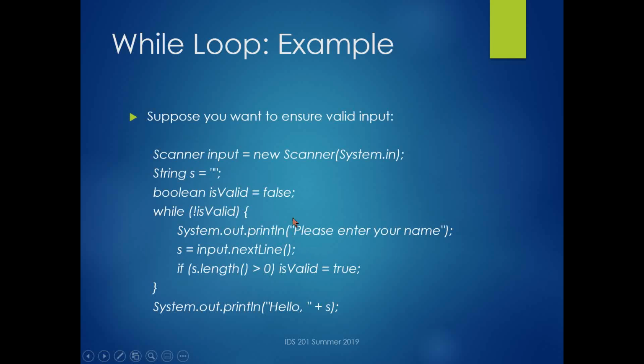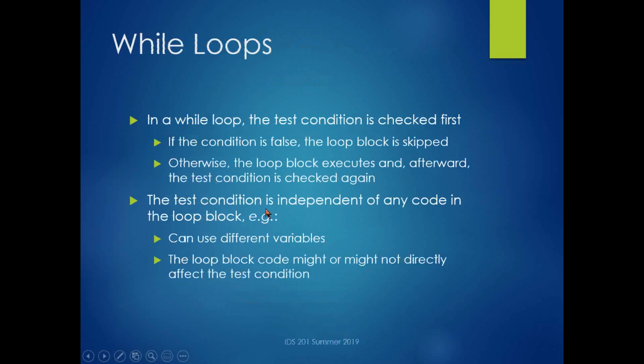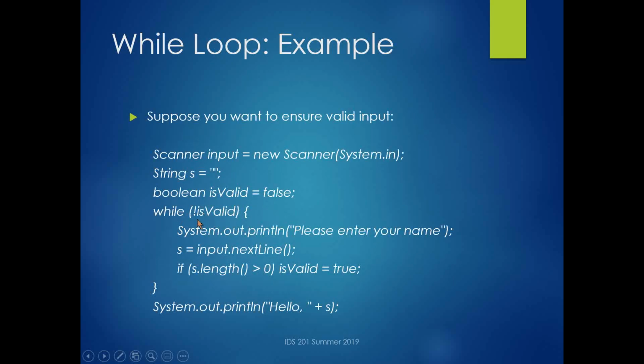Okay, so as an example, suppose you want to ensure valid input. We create some scanner object called input. We assign an initial value of empty string to a string s, and then initially we assume we don't have a valid input, so we set a boolean to hold the value false. And as long as that boolean is false, so we have while not isValid. So while isValid is false, not isValid is going to be true, thus this test is true, and we're going to repeat the loop. It'll prompt us to enter a name, so enter your name. It'll read the next line of user input through the console, so input, remember our scanner, dot nextLine reads the whole line of text, and we assign it to s.